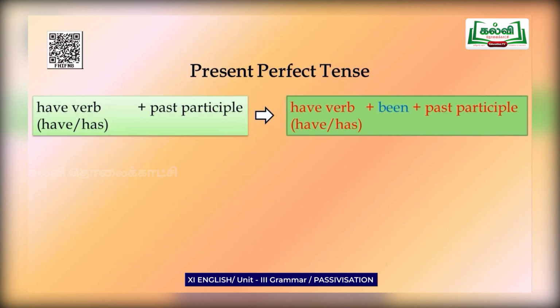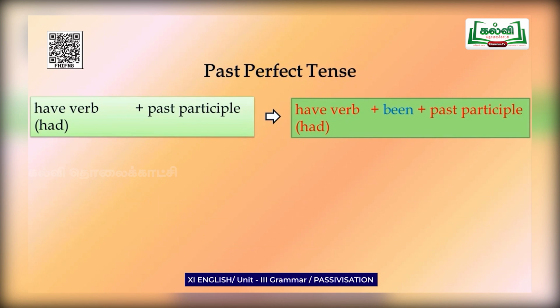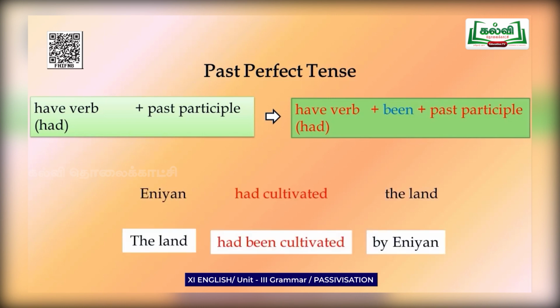Now we will see present perfect tense. For present perfect tense, the structure follows have or has been and past participle. Inian has cultivated the land is changed to the land has been cultivated by Inian. For past perfect tense, the structure follows had been and past participle. Inian had cultivated the land is transformed to the land had been cultivated by Inian.